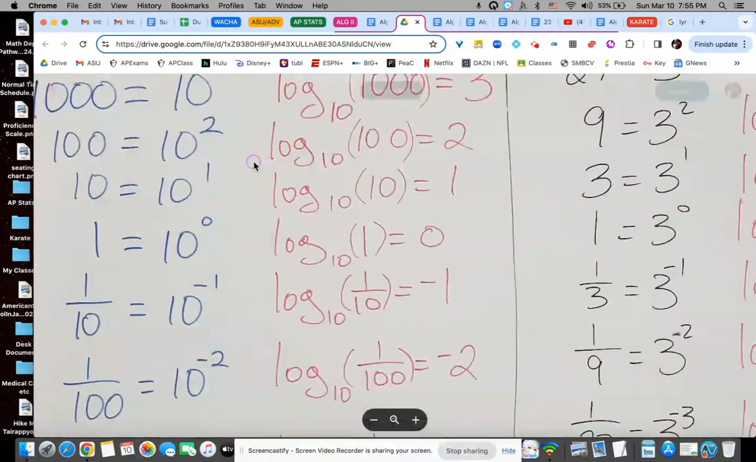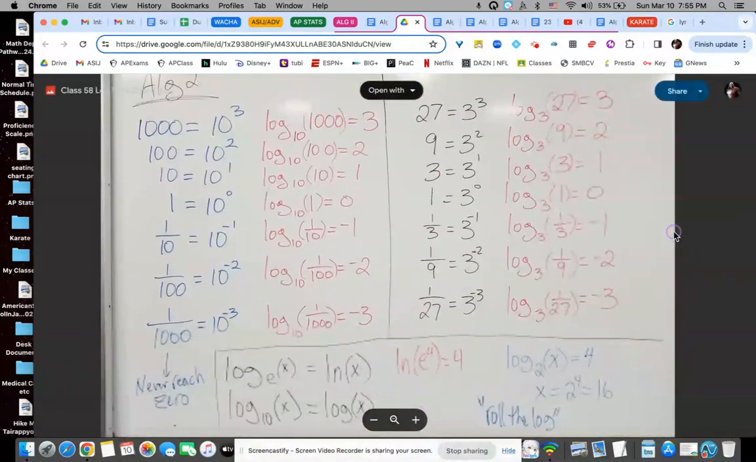So, we've talked about inverses before. If I have x squared and I want to undo that, I would just take the square root of it, and that would be an inverse, right? Same thing with a logarithm, kind of.